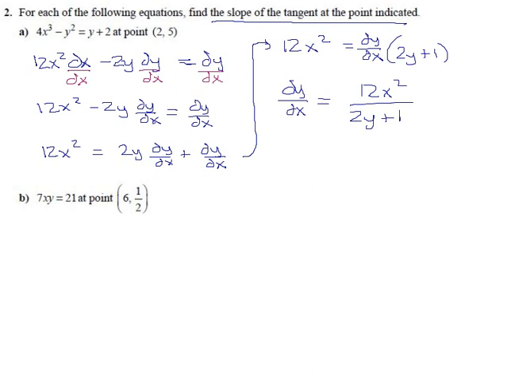Good. And now they're telling us to find its value when x is 2 and y is 5. So the derivative will be 12x squared over 2y plus 1. That's what? 12 times 4 is 48, over 10 plus 1, 11.